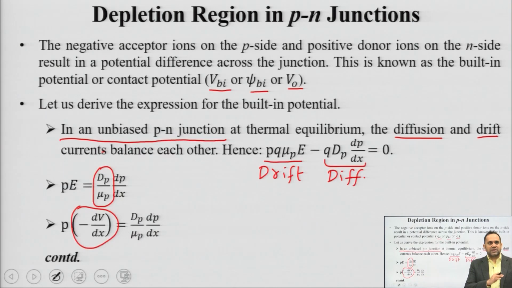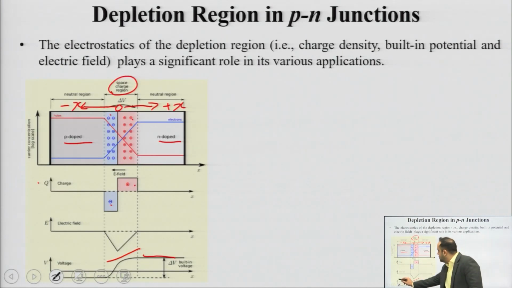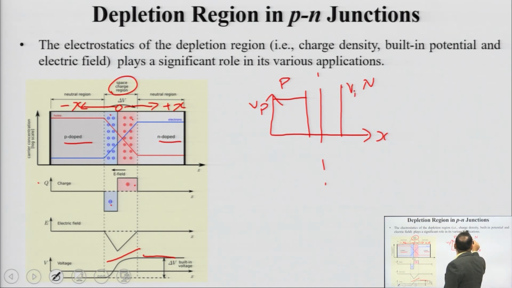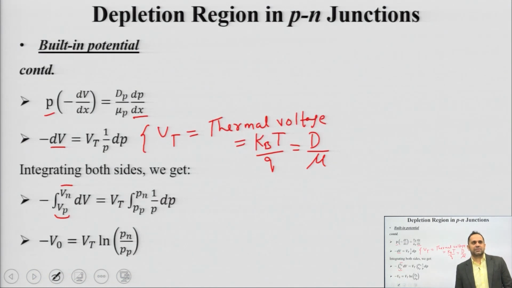So, I will just go back again to this graph. The last graph is for voltage, okay. So, this is x, this is V. If this is my depletion region and the junction, on the P side I am saying that the potential is Vp and on the N side it is Vn and it rises, from negative to positive potential. So, these are my limits of integration from Vp to Vn.